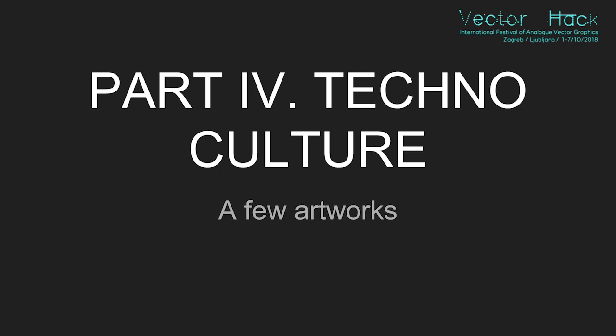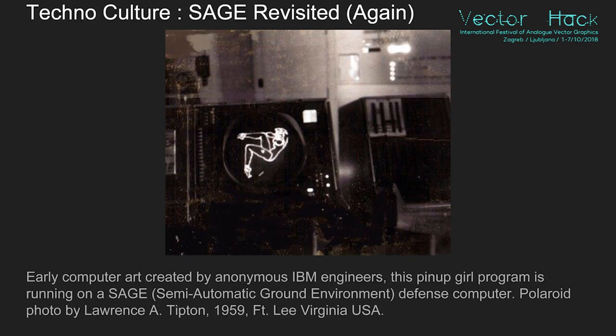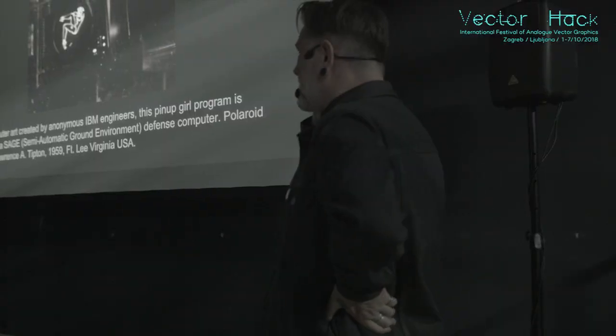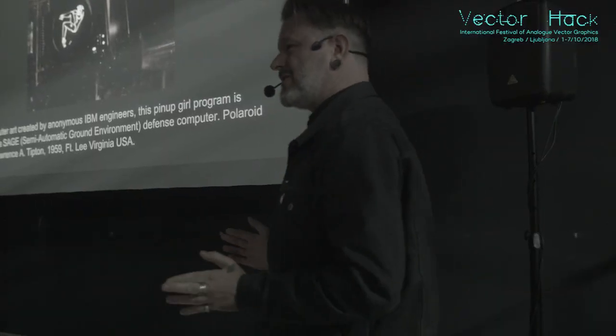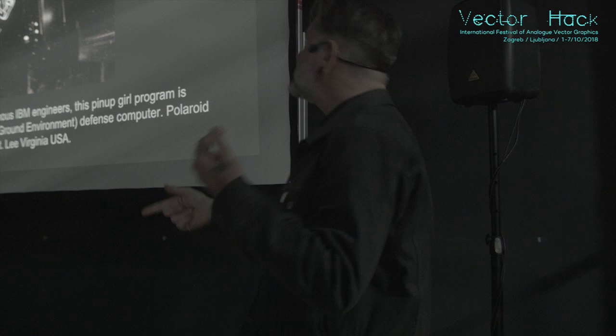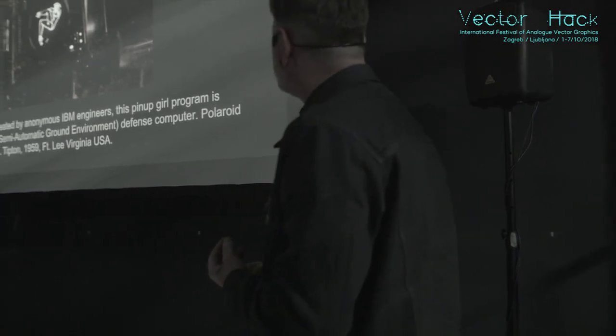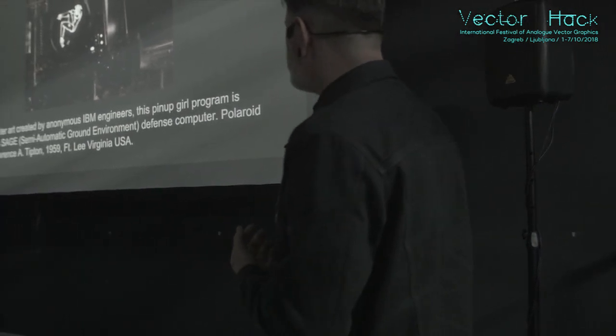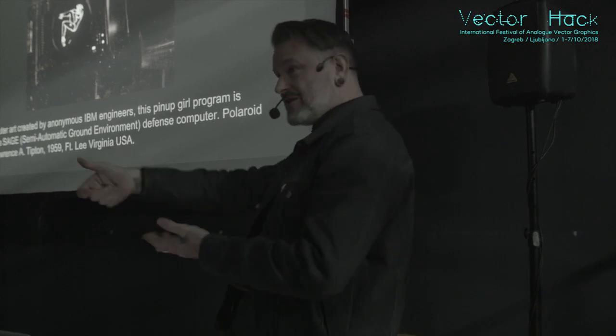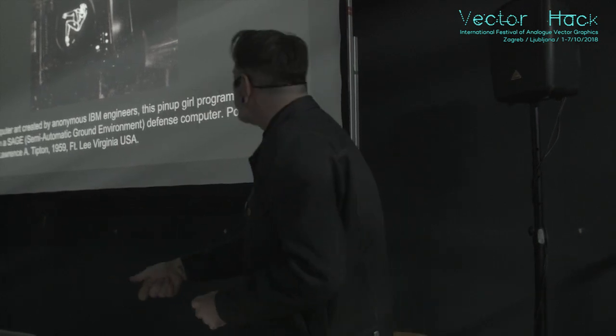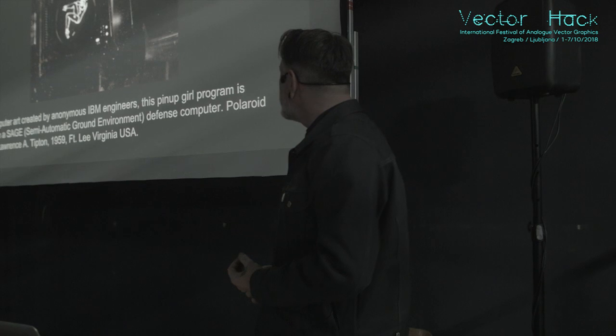Now we can look at some art. Okay, technoculture. And we're going to go back to Sage again. This was a piece of vector art which was designed by some anonymous engineers that was used as kind of a test screen for these consoles that we saw these very serious guys with their light guns and their cigarettes sitting at before. It was actually traced from a pinup calendar, probably with one of these light guns just kind of clicking the coordinates to make the vectors that were necessary.